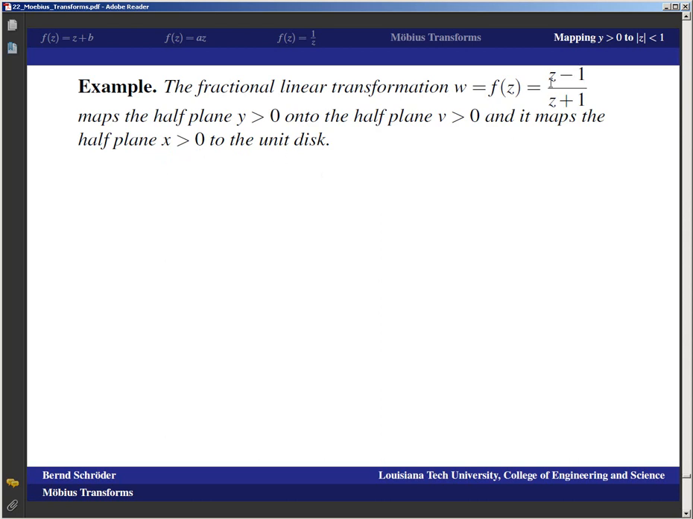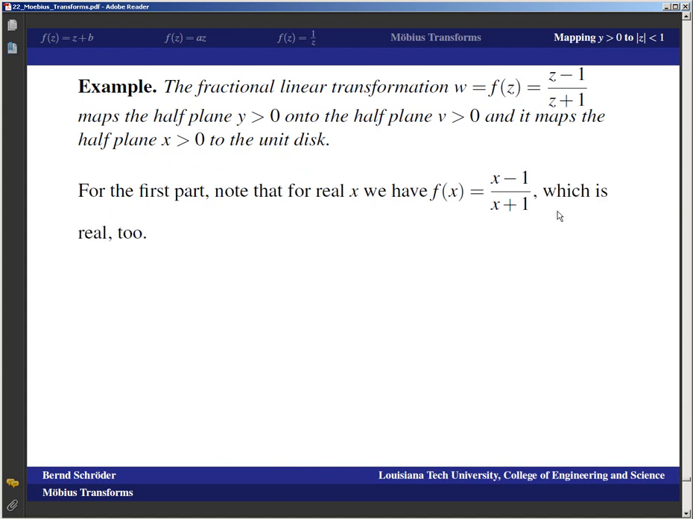So this is just what we've had, only rotated a bit. And so for the first part, note that for any real number x, we have that f(x) = (x - 1)/(x + 1), which is also real. And that means it maps the real line to the real line. And f(i) = (i - 1)/(i + 1).